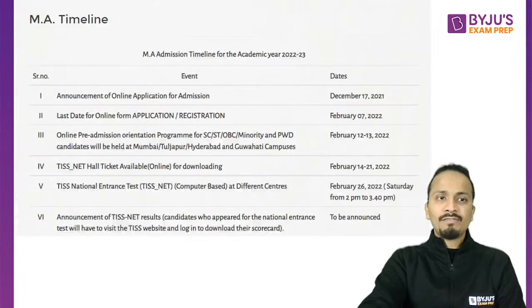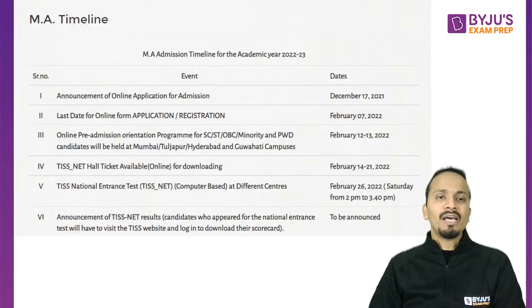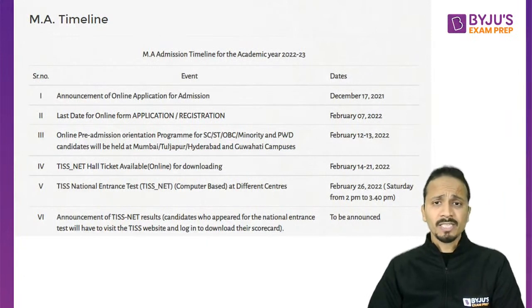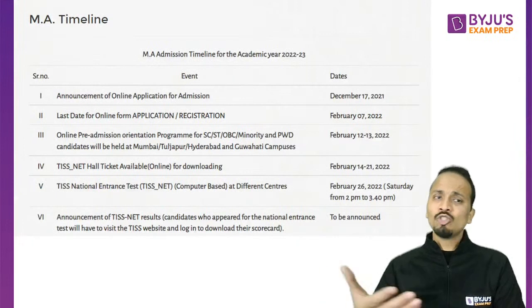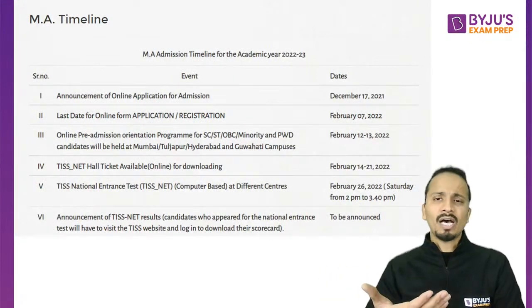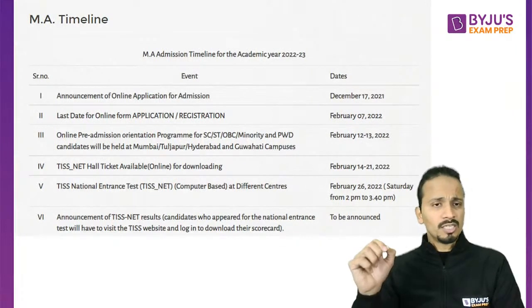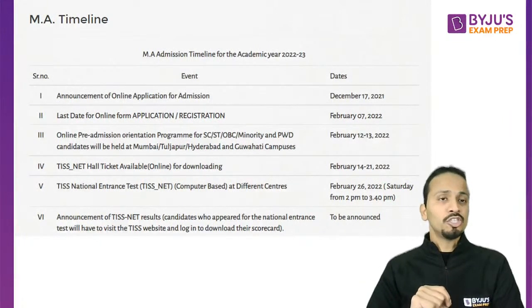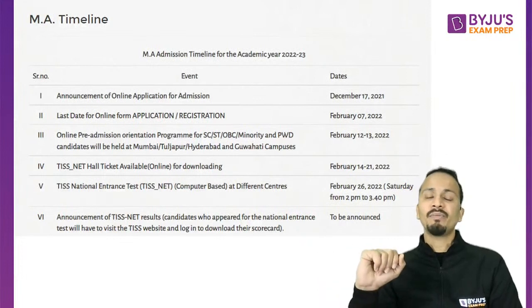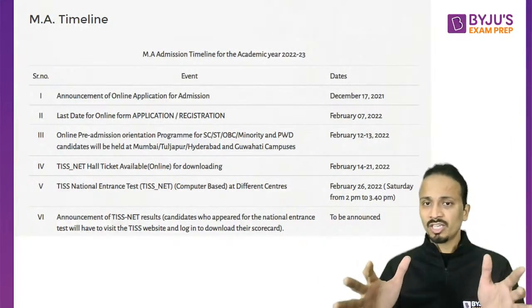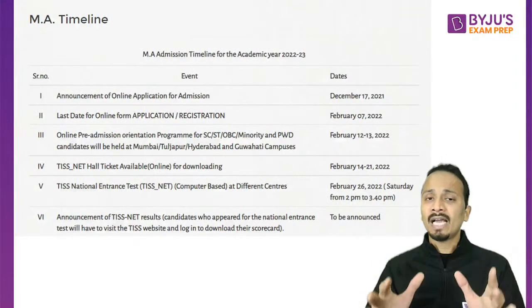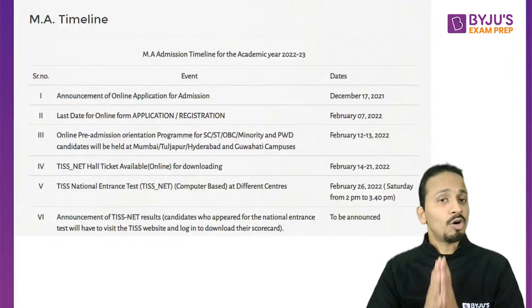All right. Now, further moving ahead, talking about the MA timeline. So, the timeline for admissions for this academic year 2022 and 2023. So, the announcement of the application form was done way back in the month of December. So, 17th December was the day when notification came out, and all of you can apply to this institute, to this program, up till 7th of February. So yes, my dear friends, the forms are still out, so you still have a chance of applying to TISSNET examination, and you can take admissions to HRM program of TISS.